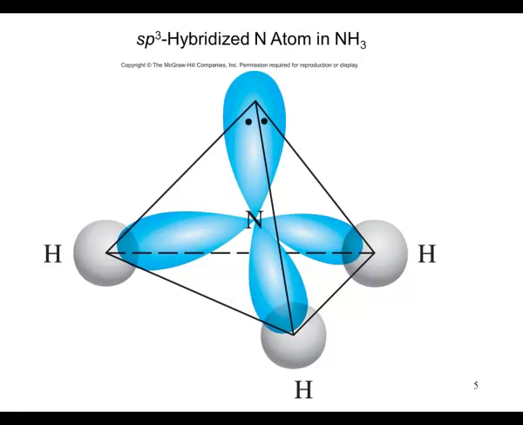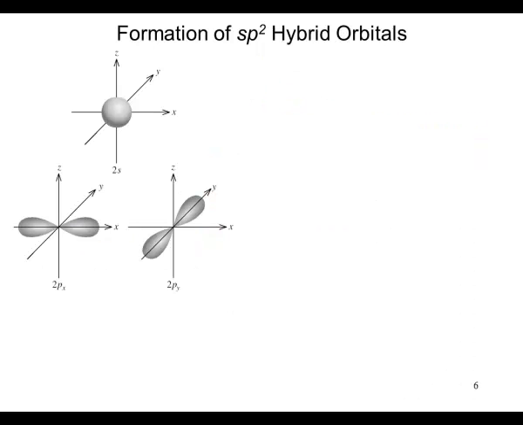Here's an sp3 hybridized nitrogen atom in ammonia. Notice that of the hybrid orbitals, 3 are bonded and 1 has a lone pair. It predicts the correct bond angle.